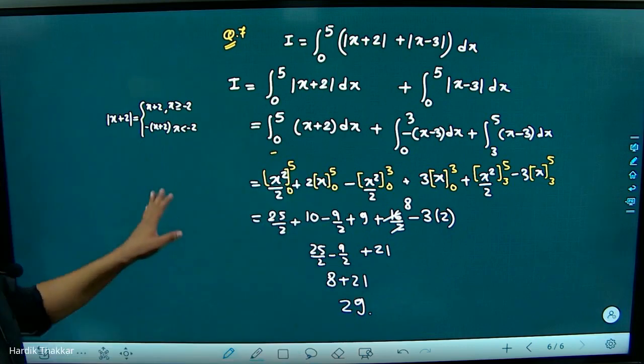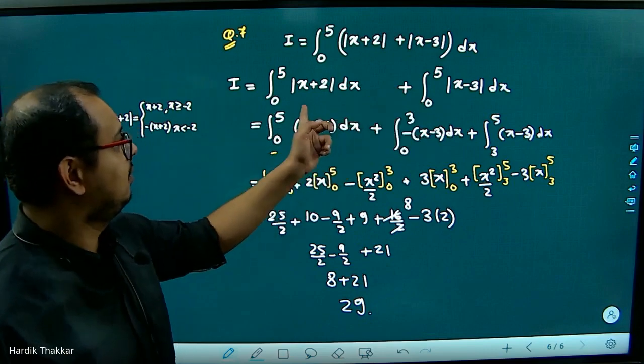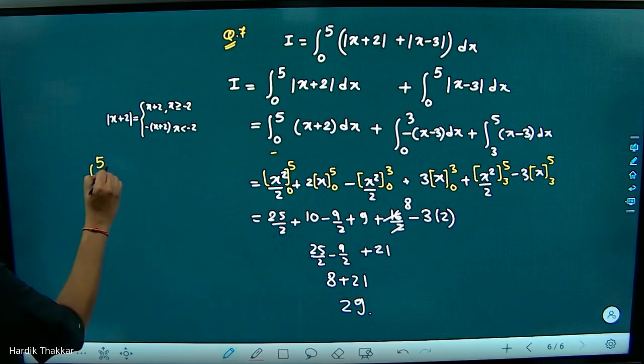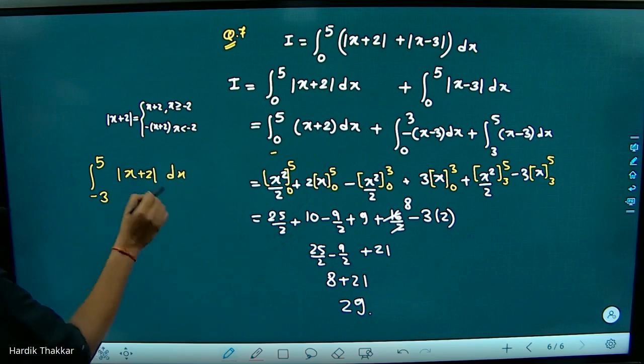Yes, well, like if suppose in this part x plus 2, our lower limit was minus 3 and upper limit was 5, then what we would have considered? For the second part or first part? First part, if suppose our lower limit was minus 3 and upper limit was 5. If it is like minus 3 to 5 mod x plus 2 dx, if it was like this, okay?